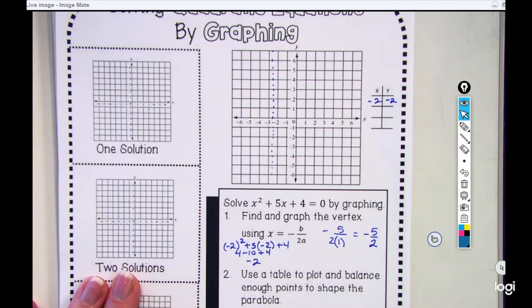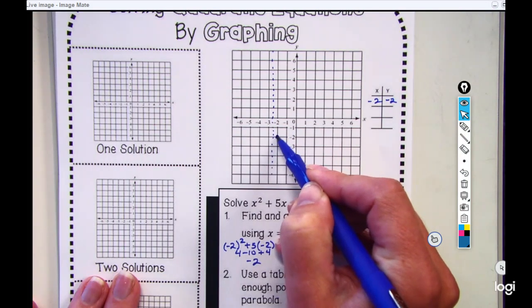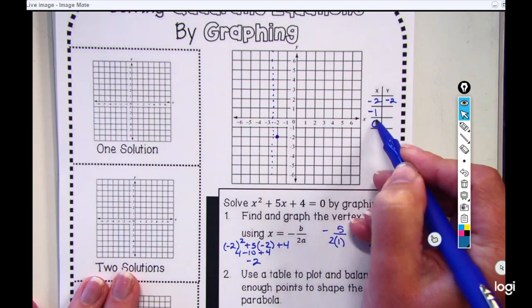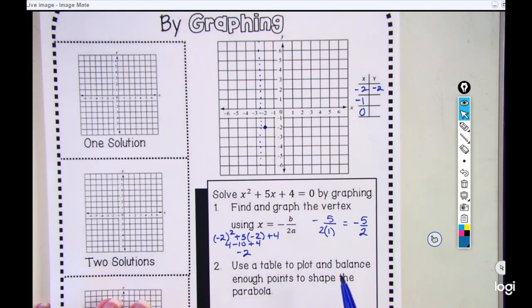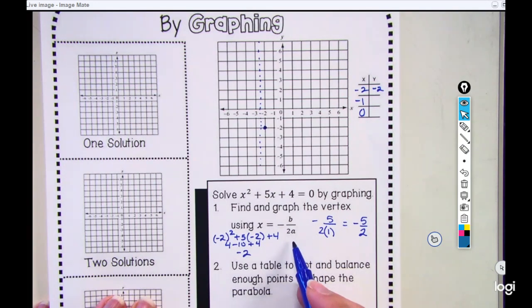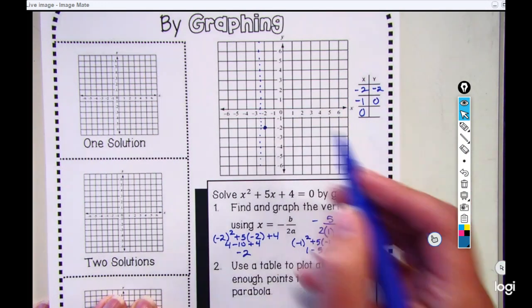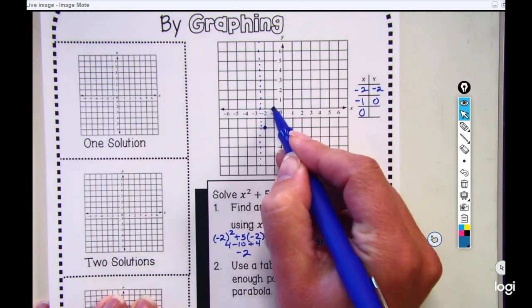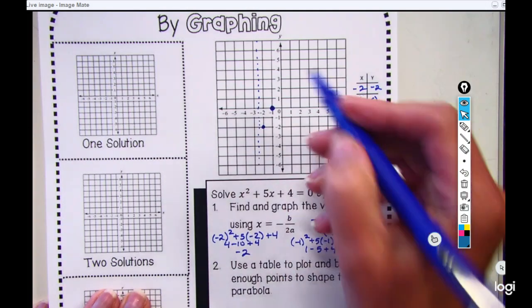Always plug in negative 1. Negative 1 and 0? Yeah. All right, let's plug in negative 1. There's 1 minus 5 plus 4. 1 minus 5 plus 4, I get 0. So at negative 1, we got 0. And at 0, that one's easy. I get 4.